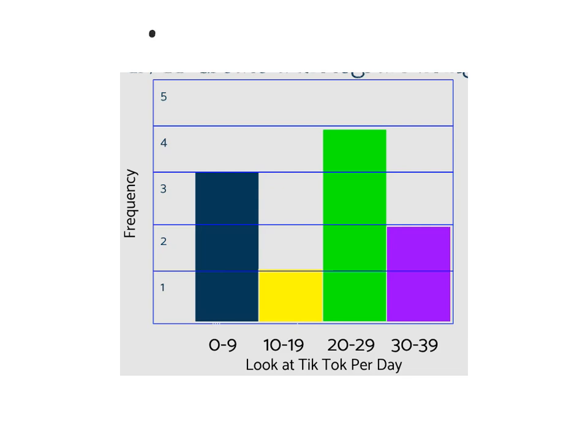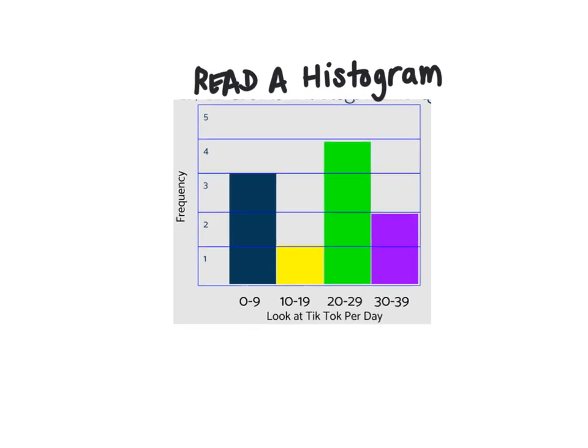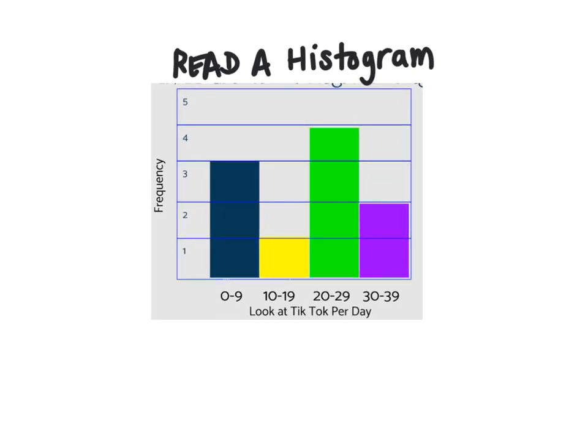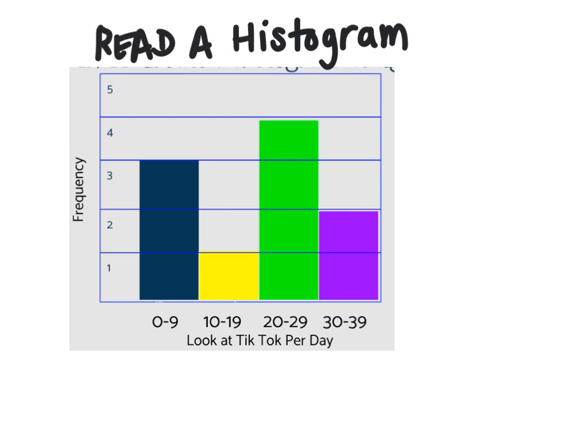All right, we're going to be talking about how to read a histogram. So how to read a histogram. It's not very difficult if you already know how to read a bar graph. It is very, very similar. The big difference are the ranges that we're going to be talking about. So in order to read a histogram, there are a few things that I want you to pay attention to.